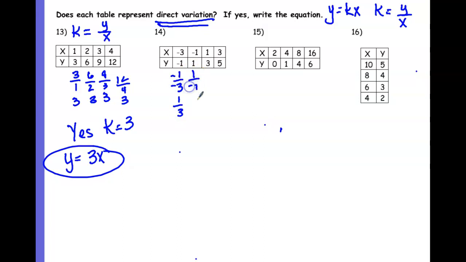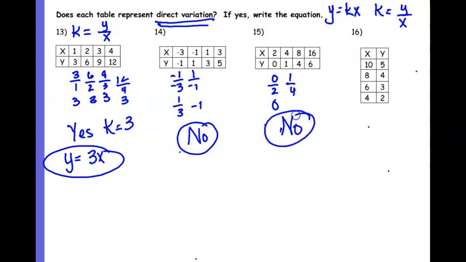Okay, here, if I took -1 and divided by -3, I would get 1/3. 1 divided by -1 gives me -1. Well, I don't have to go any further because I know they have to all be the same. So I'm going to say that this is no. It does not represent a direct variation. This one would be 0 over 2 is 0, 1/4. So again, I have 2 that are different, so that would be a no.